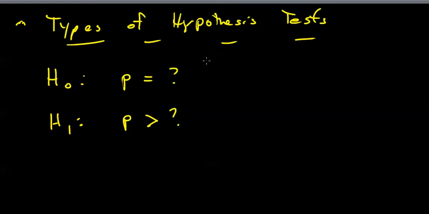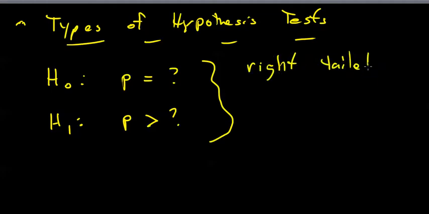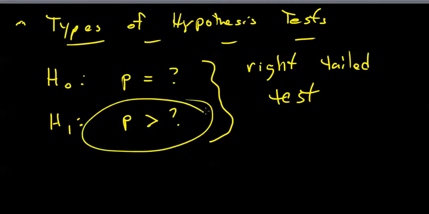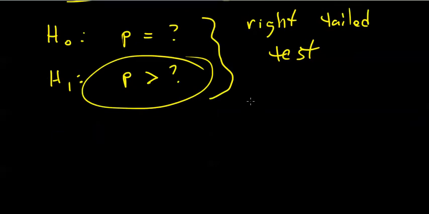Right? If this is the structure of our hypothesis test, I call this a right-tailed test, because I'm going to reject H0 if my sample data yields a test statistic in the extreme right range. Okay, extreme high range. So I call that a right-tailed test.